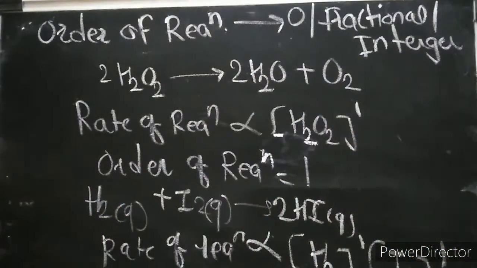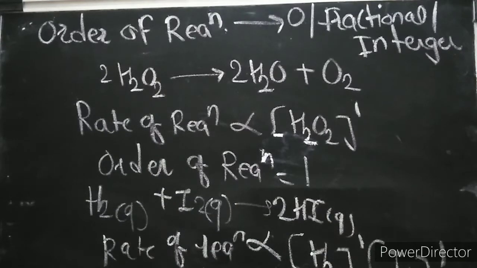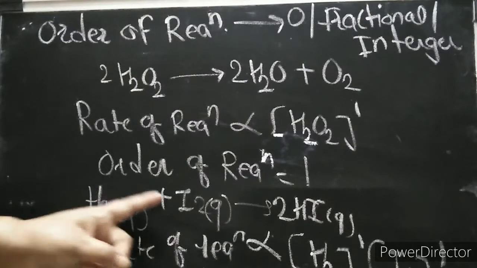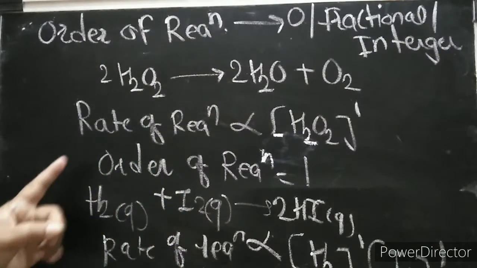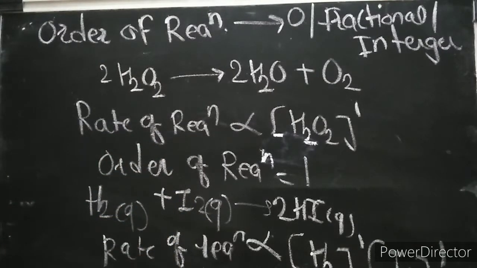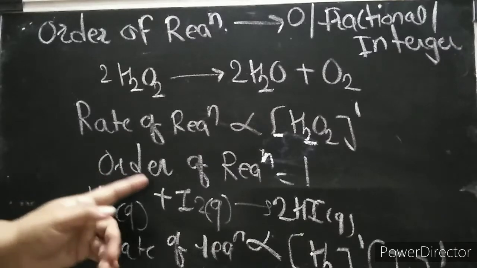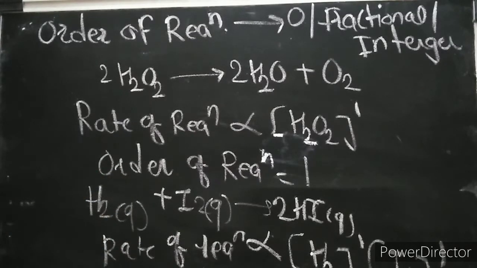So what should be the order of reaction here? The order of reaction will be 2. And what about molecularity? Molecularity is also 2: one molecule of H2 and one molecule of I2. So molecularity is 2 and the order of reaction is also 2. So this is the second example regarding order and molecularity.